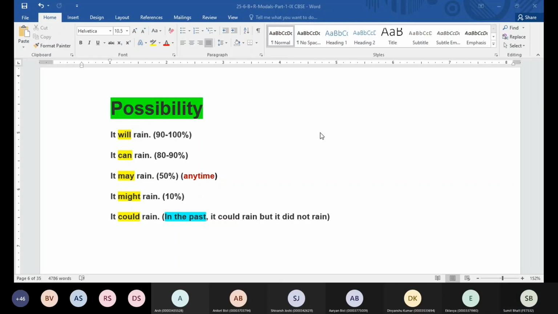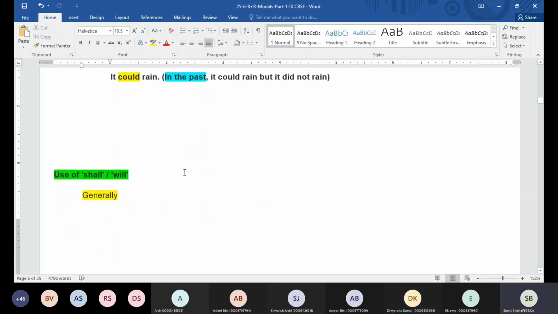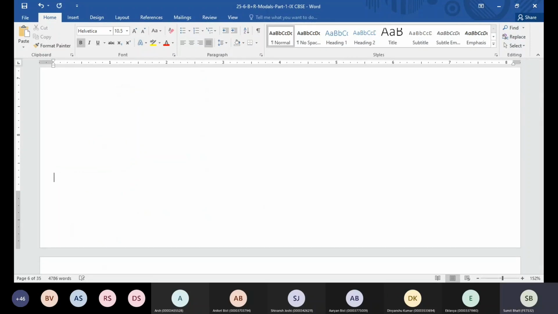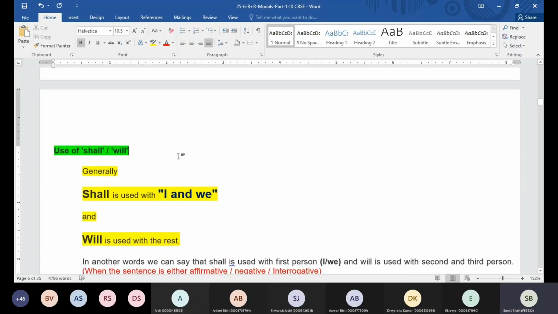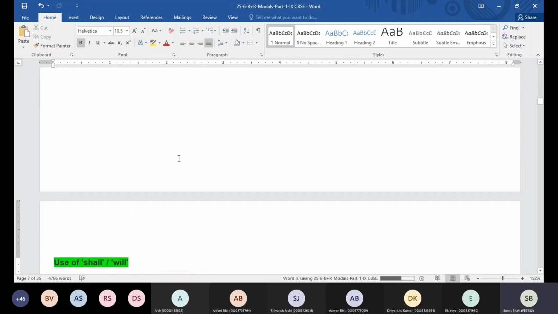All right, now let's go to the other words, shall and will. When we did the future tense, which words were we using there? Shall and will. Very good. Shall and will. Okay, guys.